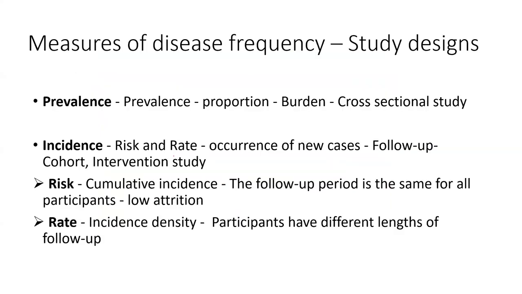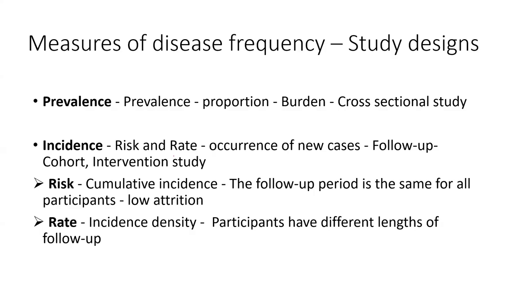Just to summarize, the measures of disease frequency are closely linked to the study design. Prevalence is nothing but a proportion. It tells us the burden of the disease in the community and you get it with a cross-sectional study. Incidence, be it risk or rate, is the occurrence of new cases, and you can calculate it only with a follow-up, that is in a cohort or an intervention study.